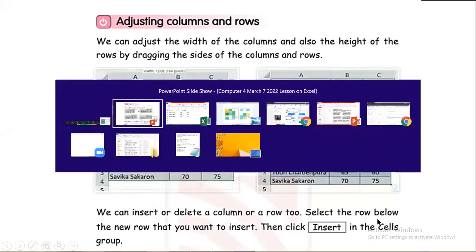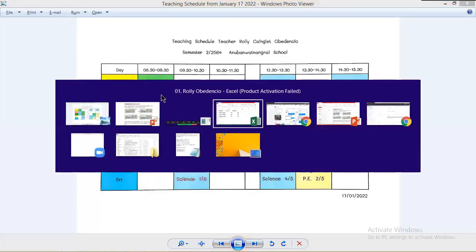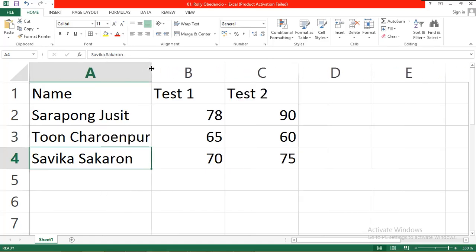Okay, I will show you right away. I want you to copy this, the one I'm doing now, in the Excel software here. So I type name, test1, test2, Jarapong. You see the family name Joseph is not shown. Tun Charanpura is not shown either. Savika Sakaran is not shown. Now in here you can drag this. You see this line? Drag this one to the right and you have it.